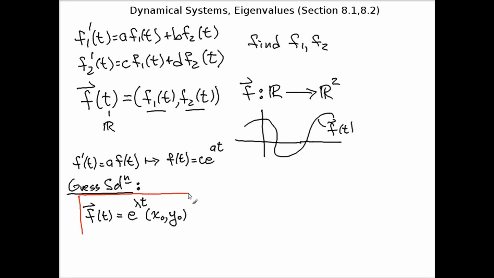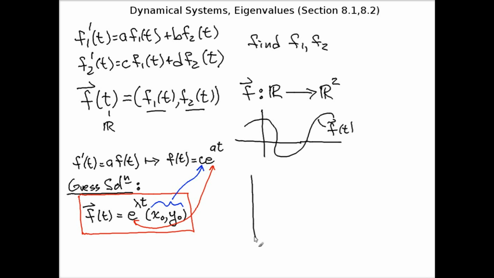Okay, so I'm guessing that the solution is of this form. And what does this say? Well, the analogy is that this x naught y naught here is analogous to this constant, and this exponential here is analogous to this exponential up here. So instead of an exponential times a constant, I'm talking about an exponential times a vector.